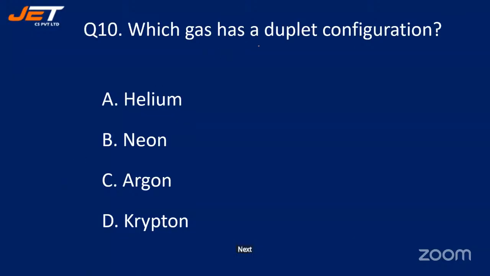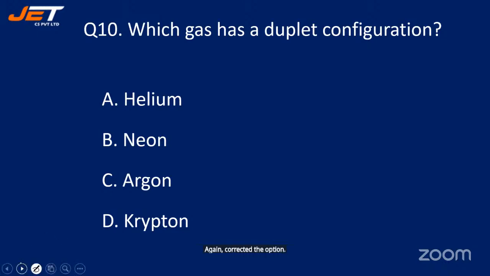Next question. Which gas has duplet configuration? Duplet configuration means only 2 shells are there in it. Helium, neon, argon or krypton? 2 complete shells are there in helium, by Pranita. Yes, Ashwita also has mentioned it as helium. Varshini, helium. Sahasra, helium. Navtej, neon. How come Navtej? Again, corrected the option.